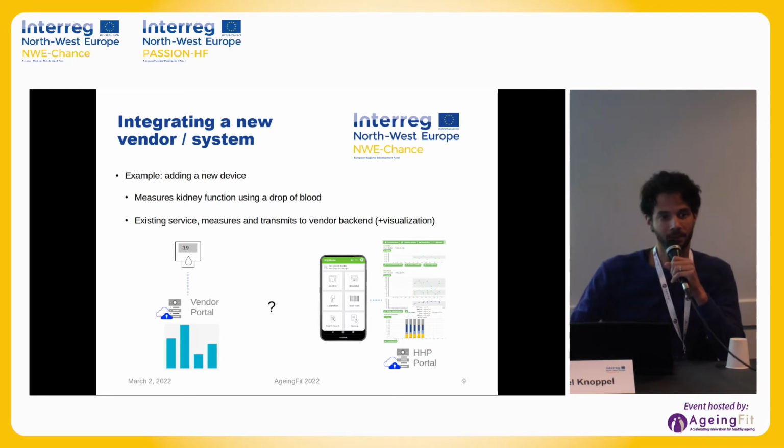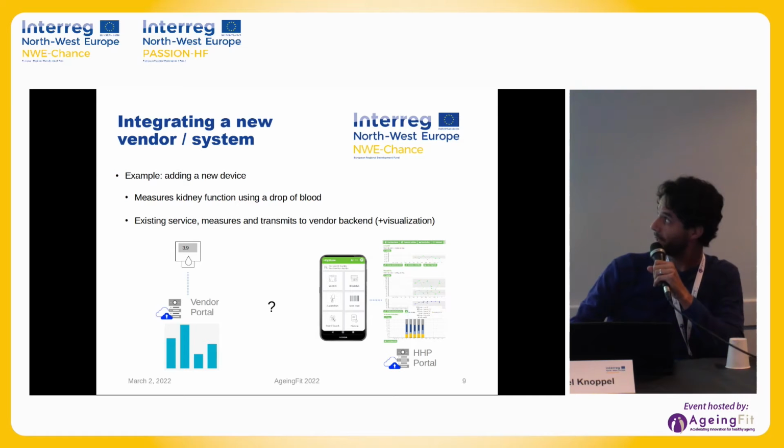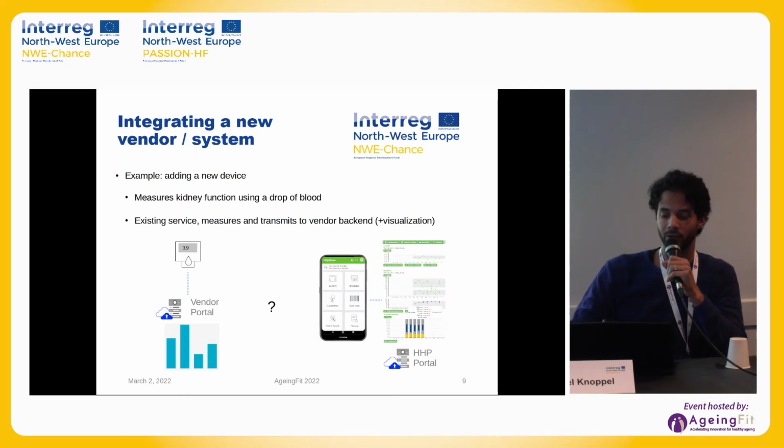To illustrate this point, let's look at an example of adding a hypothetical new vendor to the home hospitalization platform. Suppose this vendor has a device that can measure kidney function from a drop of blood. Let's also assume the vendor already has their own service with transmission and visualization of the values. So the parties agree to cooperate, since kidney function is a very valuable parameter to monitor in patients with acute heart failure, especially in combination with the other parameters that the home hospitalization platform already monitors.